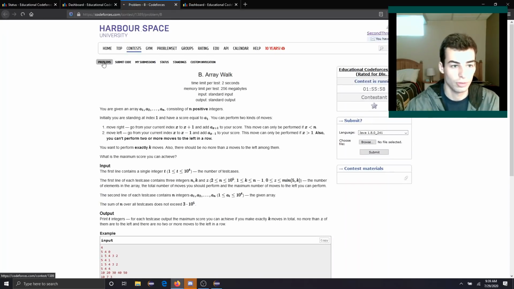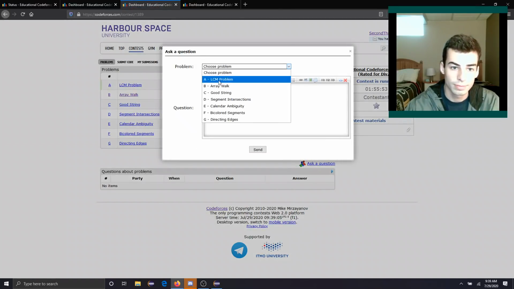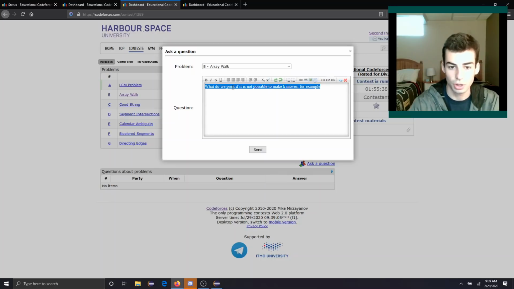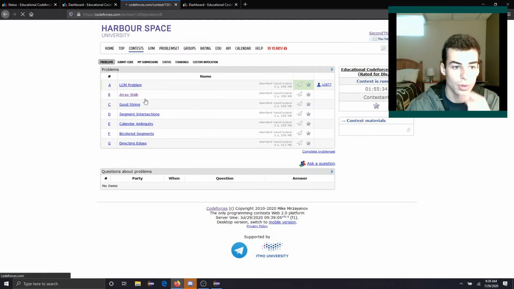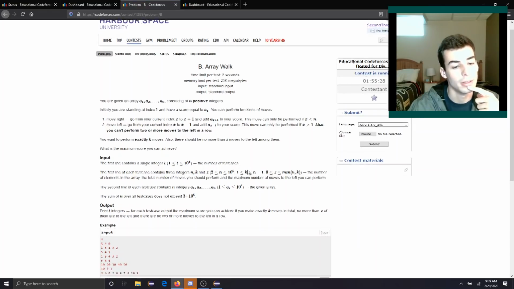I guess I'll ask a clarification then. Oh wait, do we start at the leftmost position? If so, this is a stupid question. Start at index 1, and you make fewer than this many moves. Got it.